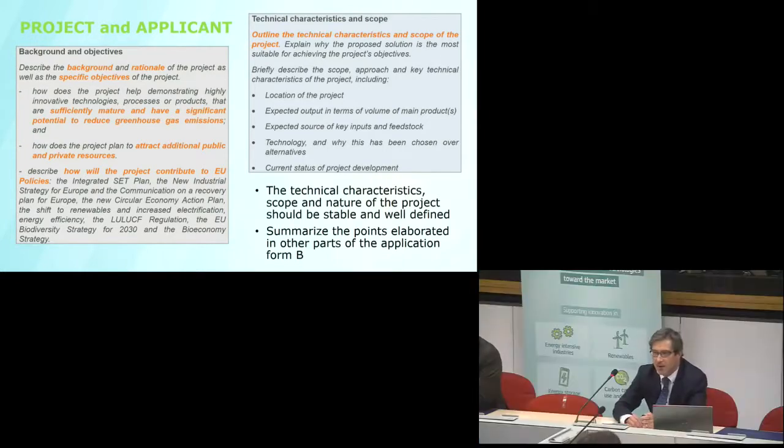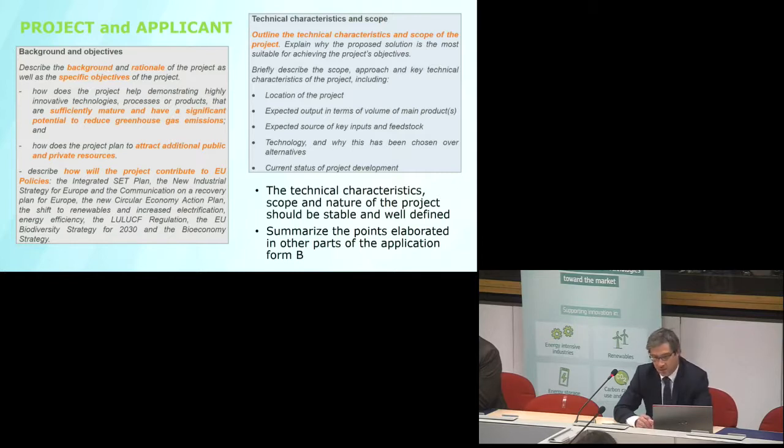These are the 2 parts of the application form where you will provide summary information about the project and yourself. So what is the background of the project, rationale, and what are the specific objectives of the project, so that you are given a space to describe how the project will demonstrate that it is sufficiently mature, that it is innovative, and that it leads to significant greenhouse gas emissions. You will describe here how you would attract additional public or private financing, and how your project will contribute to the EU policies based on which also the Innovation Fund is grounded.